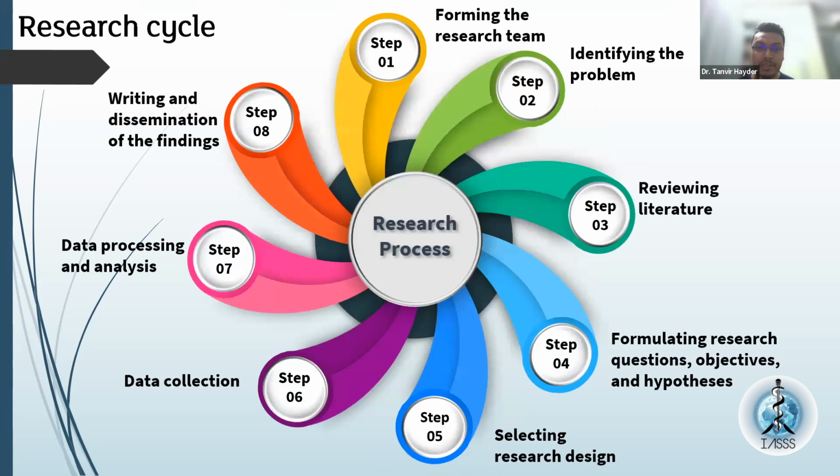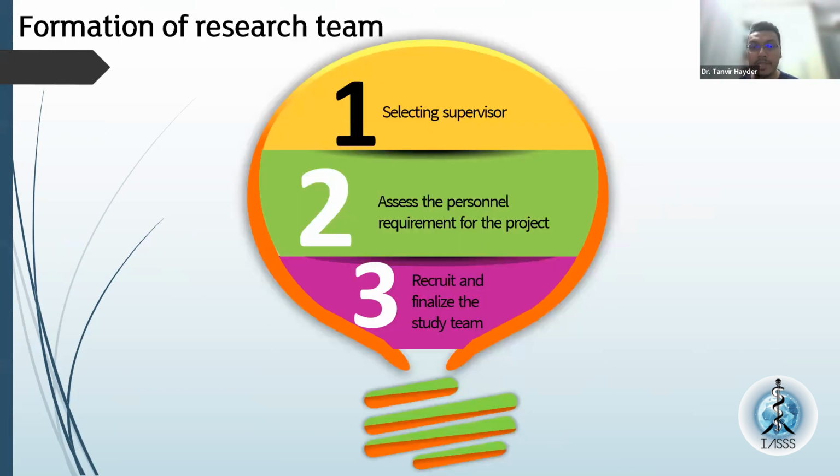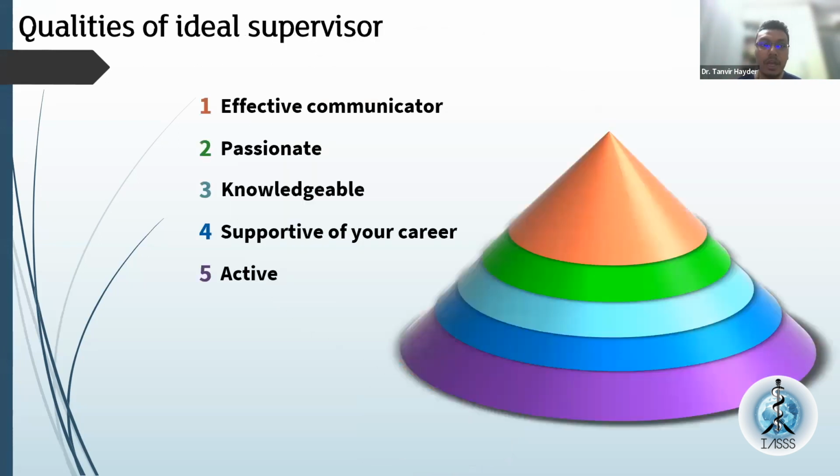For example, if we go back to the previous slide, someone can have an idea already in mind before even forming the research team, even before finding a supervisor. But sometimes you find a supervisor, then you think of an idea and then go ahead. Similarly, you can have a supervisor and an idea, the two of you discuss and decide on what to do, and after that, you recruit and proceed with the study. So it can go in whichever direction you want, depending on the situation you are in. Let's talk about qualities of an ideal supervisor.